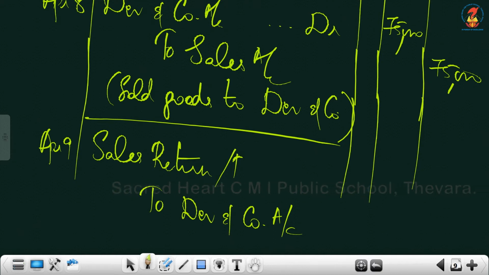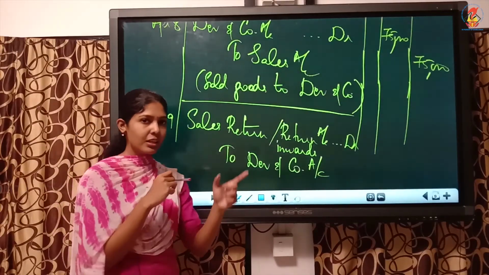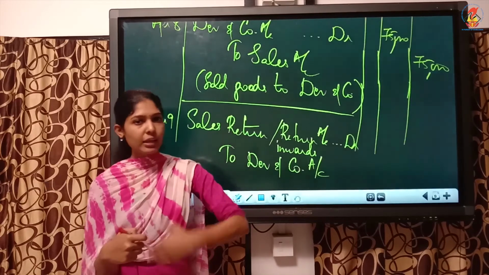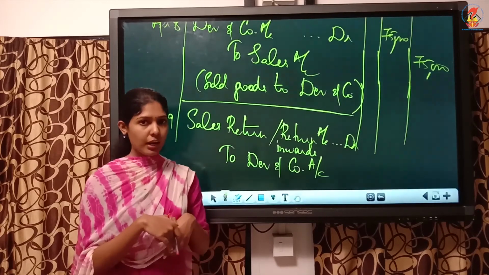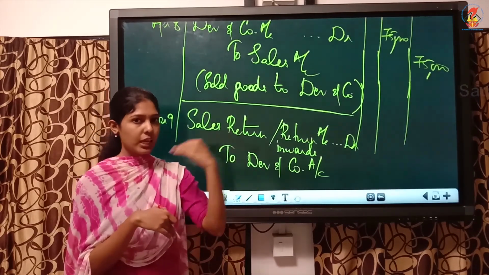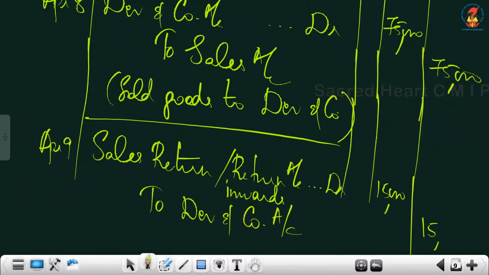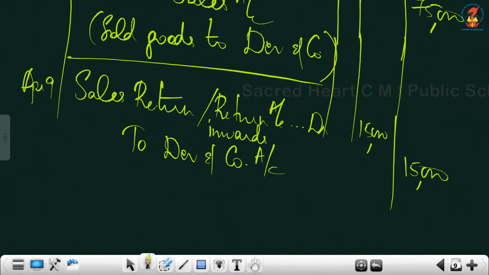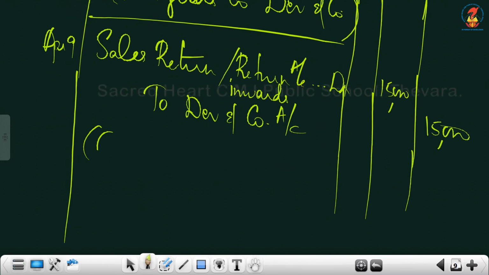Sales return, or it is also known as return inwards; you write both these terms. Sales return or return inwards account debtor. Return inwards means first we sold, now it is coming back into the business. Again it is coming back into the business. So it is return inwards. Understood? So sales return or return inwards. The amount is 15,000. Narration: goods returned by Dev and Company.